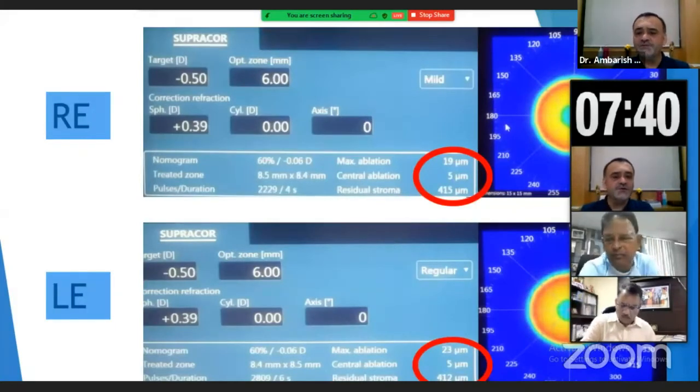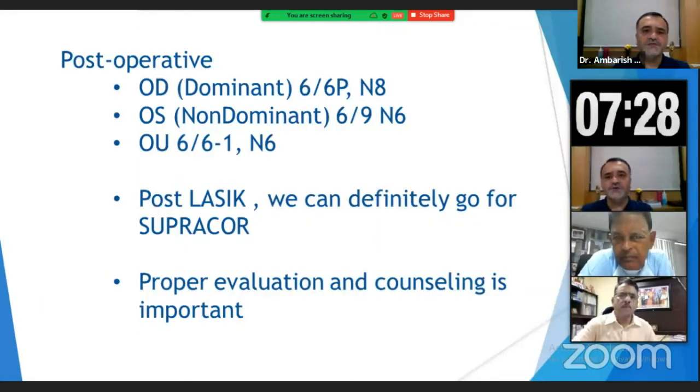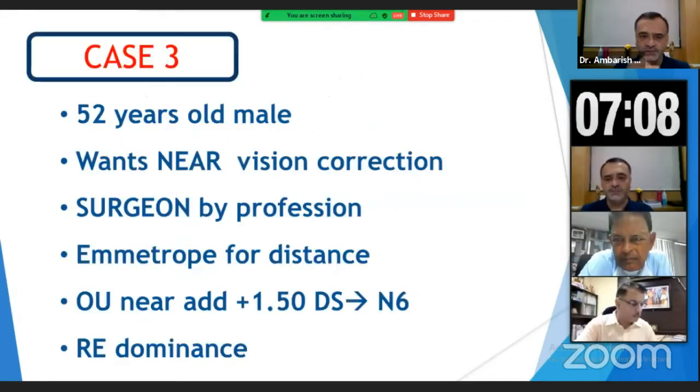See, the beauty of Supracore treatment is the ablation is minimal, so you can provide myopic presbyopia, hyperopic presbyopia conveniently and comfortably to this patient. Post-operative result in this patient was OD 6/6 and N8, and OS was 6/9 and N6. The patient was happy post-operatively. This is almost 2 years. The patient is doing very well. So proper evaluation and counseling for these patients and explaining to them the scenario post-operatively helps very well in treating this presbyopic correction.